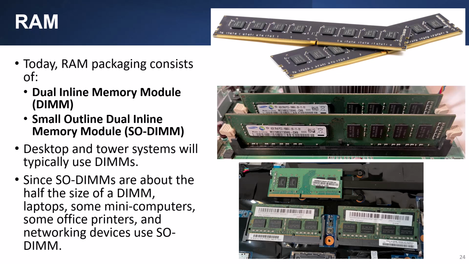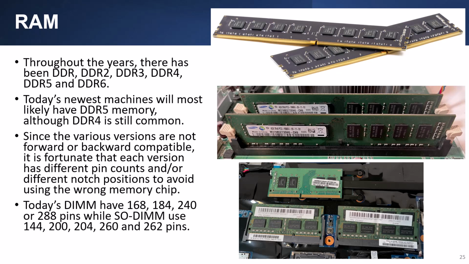Today, RAM packagings consist of dual inline memory modules, or DIMMs, and small outline dual inline memory modules, or SO-DIMMs. Desktop and tower computers will typically use DIMMs as shown in the two top figures. SO-DIMMs are about half the size of a DIMM, which can be found on laptops, some mini computers, some office printers, and networking devices. The SO-DIMM is shown in the bottom figure.